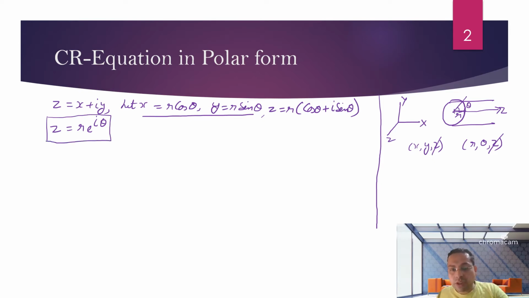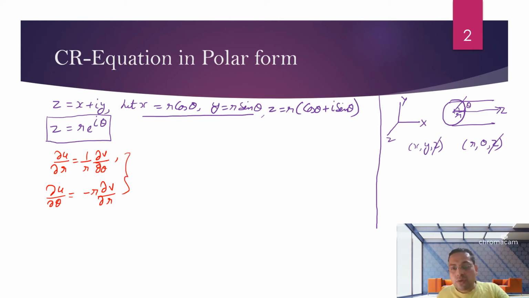Now we are going to study the CR equation in polar form. The CR equations are del u by del r is equal to 1 over r del v over del theta, and del u over del theta is equal to minus r del v over del r. We have to prove these two equations.